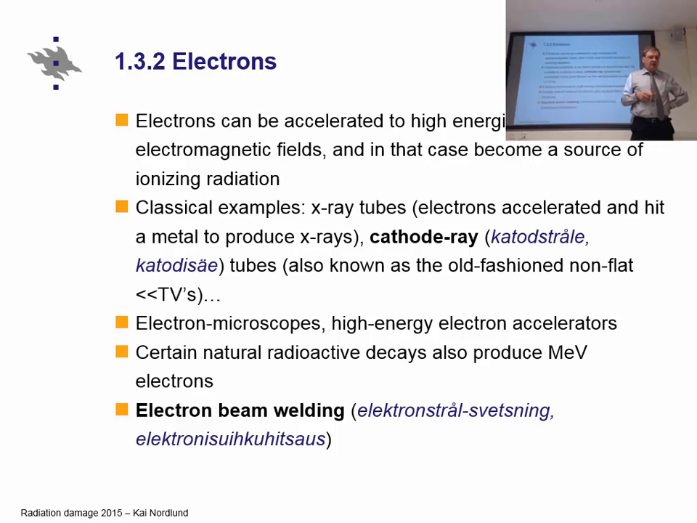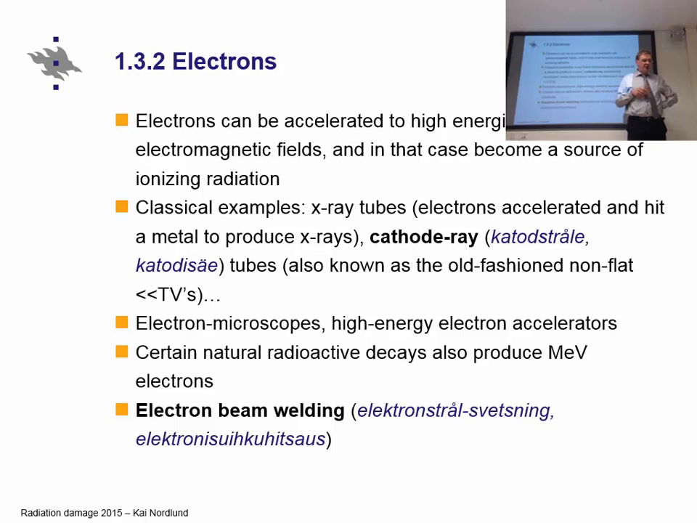Well, then we have electrons. Of course, all physicists know what electrons are. It's an elementary particle which is crucial for all chemistry and materials physics because that's what binds atoms together. But the electrons can also be accelerated to high energies by electromagnetic fields. And if they are accelerated to high enough energies, they become ionizing radiation. And X-ray tubes are an example of this.